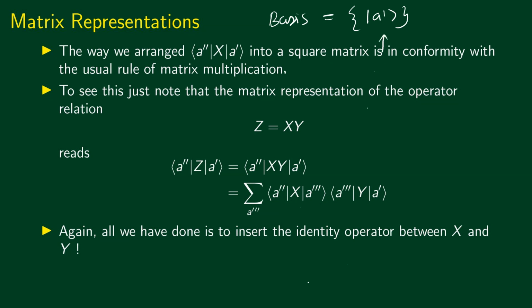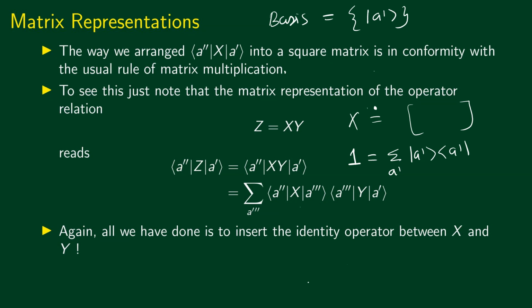Once we choose the basis, we can represent an operator by a square matrix in this basis. If you go to another basis, the square matrix also will change. That's why we use this symbol, which means is represented by. So operator X is represented by a square matrix. In order to do this, we made use of this identity, or the completeness relation: the identity operator is equal to the sum over a prime of ket a prime, bra a prime. We made use of this identity.